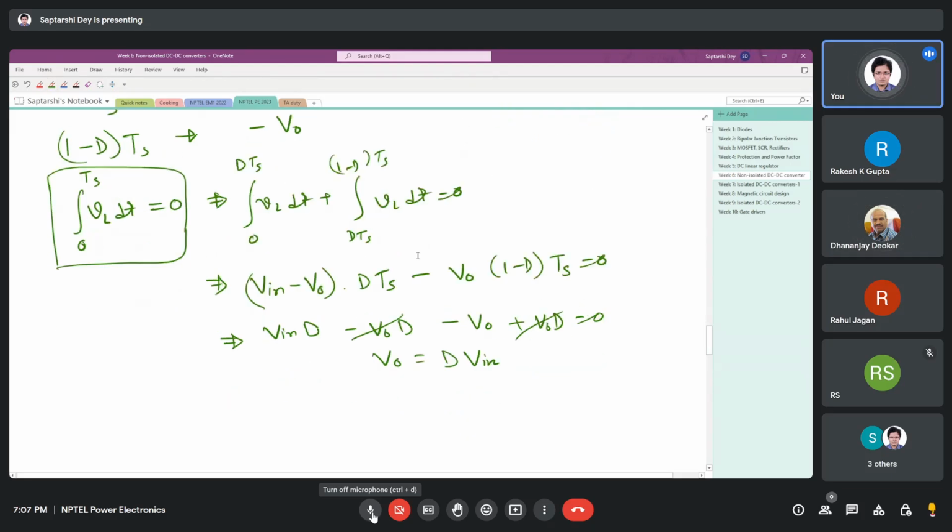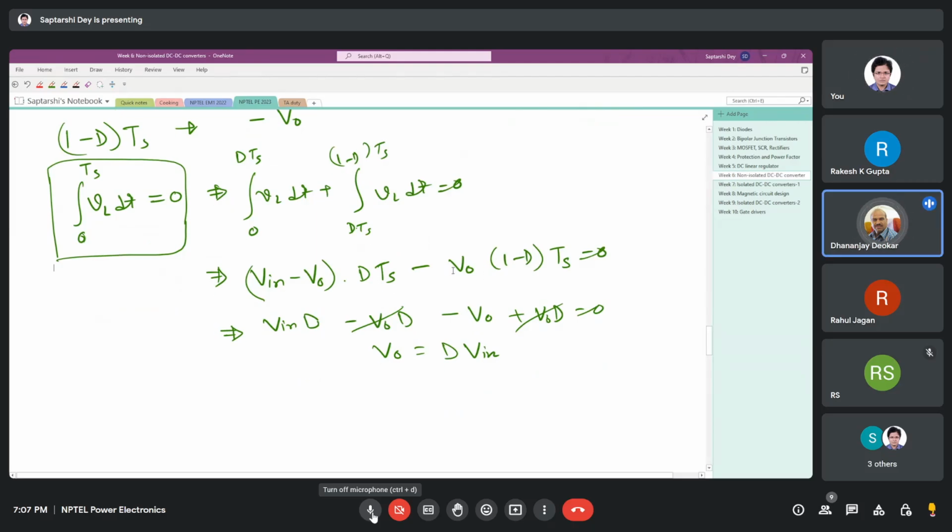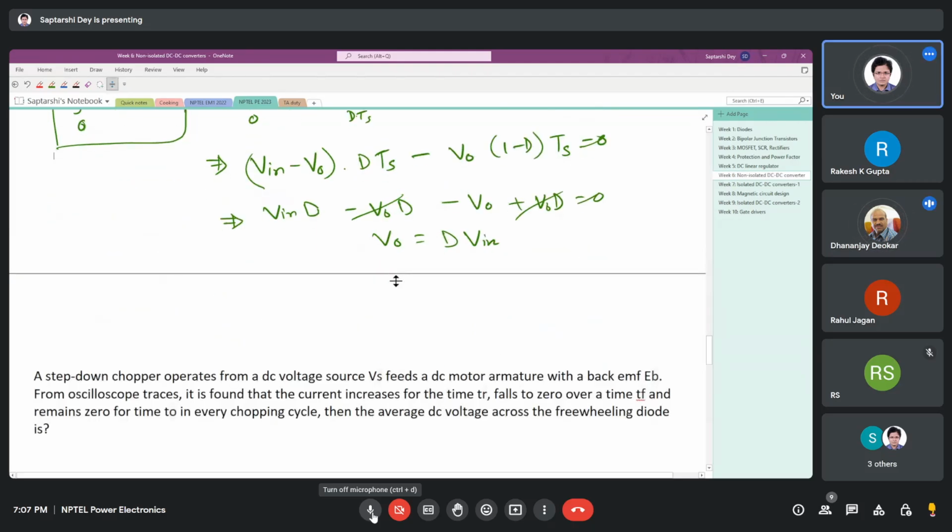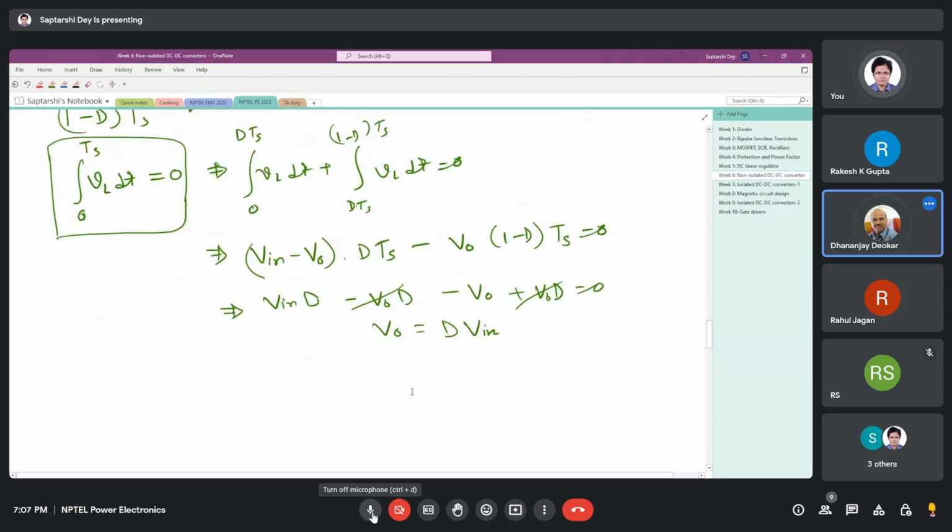I have forgotten the exact equation, something like 1 upon fL into I0. Yes, I think frequency and everything comes into play. It is not as linear as D. It no more remains linear. It becomes dependent on the load also.